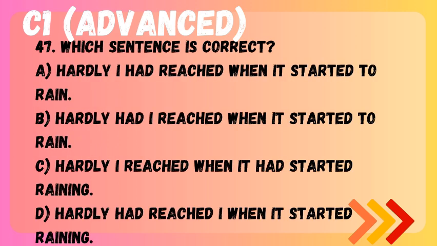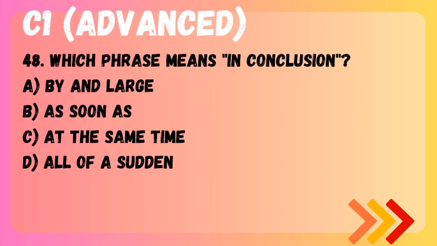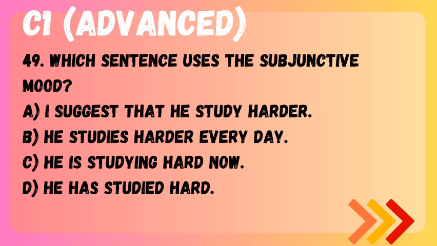47. Which sentence uses inversion correctly? A. Hardly I had reached when it started to rain. B. Hardly had I reached when it started to rain. C. I had hardly reached when it started to rain. D. Had hardly I reached when it started to rain. 5, 4, 3, 2, 1. 48. Which is an idiom meaning generally? A. By and large. B. In the small. C. In case of. D. Over and done. 5, 4, 3, 2, 1.